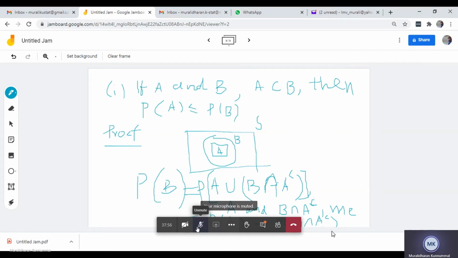Now tell me, is the right hand side larger or the left hand side larger? The meaning is, you can write that P of B is larger than P of A, because on the right hand side you are adding something to P of A. Therefore, in the last step you will have to write: P of B is larger than or equal to P of A. So it's very clear.